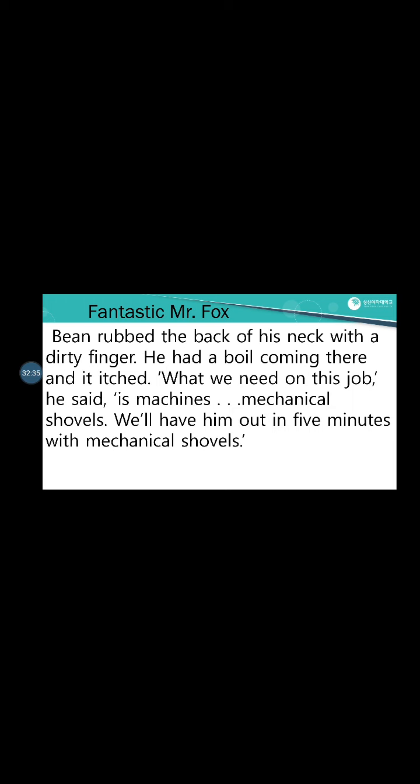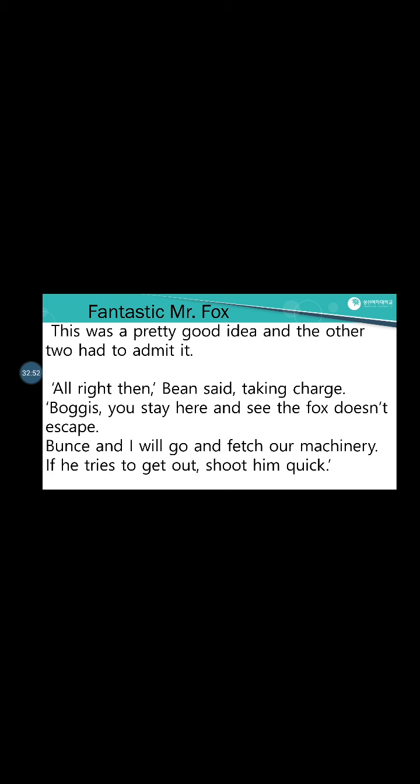Bean rubbed the back of his neck with a dirty finger. He had a boil coming there and it itched. "What we need on this job," he said, "is machines, mechanical shovels. We'll have him out in 5 minutes with mechanical shovels." This was a pretty good idea, and the other 2 had to admit it.